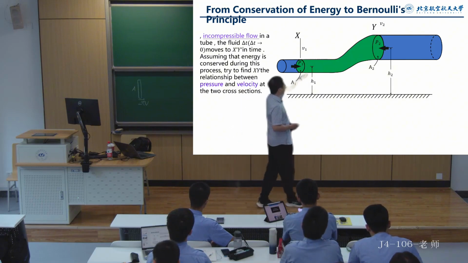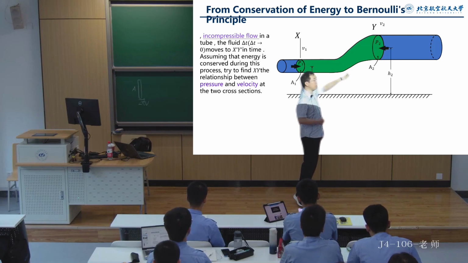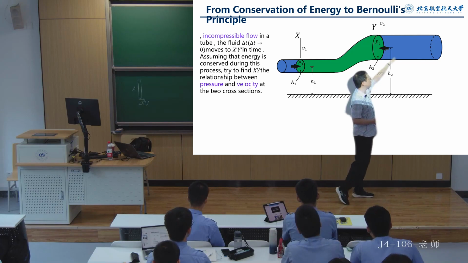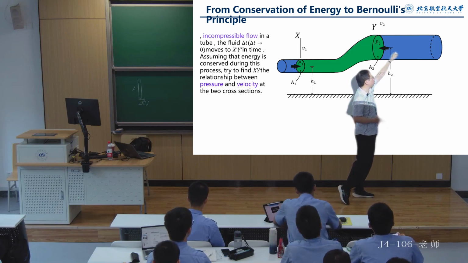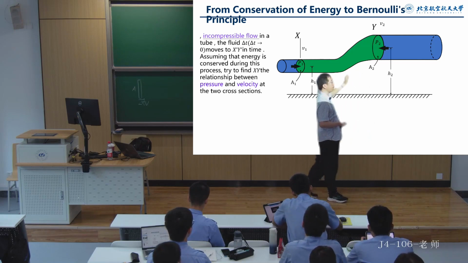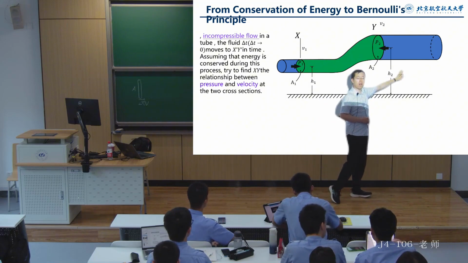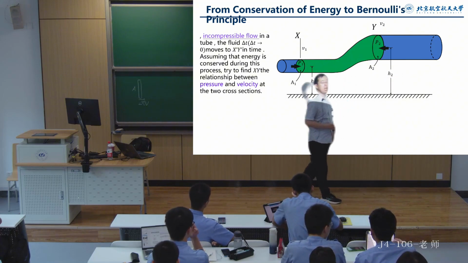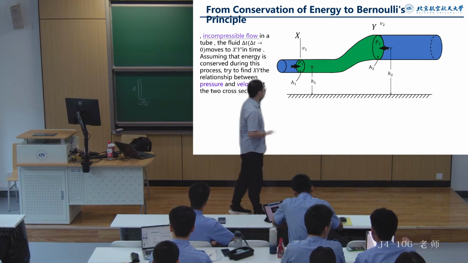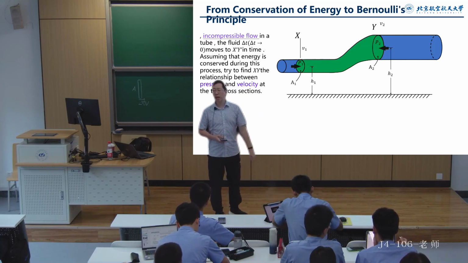At the node X, the area is A1, and it corresponds to a height of H1. Then, when it flows to the section at Y, its cross-sectional area changes to A2, and the corresponding height changes to H2. At the two sections, the speeds are V1 and, at the latter section, V2. All right? Next, after a very short moment, at time t, this entire green segment of liquid will flow to the right, correct?